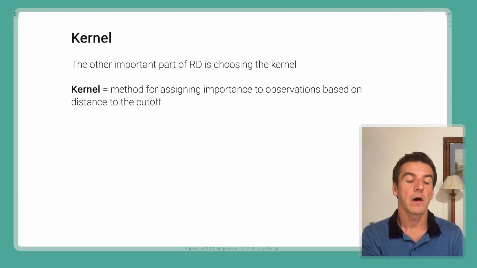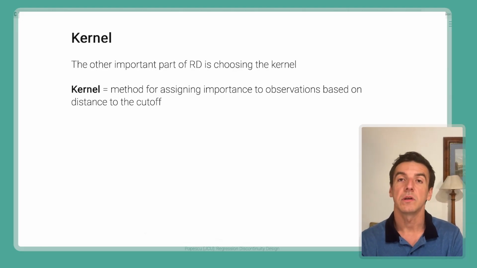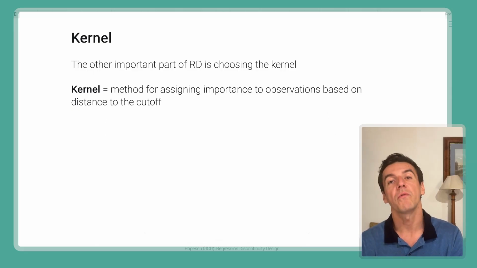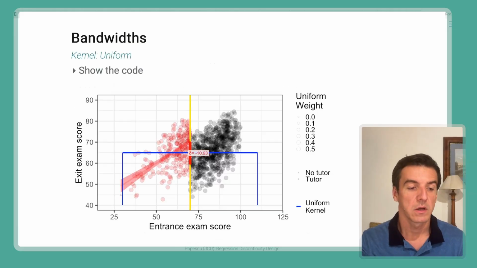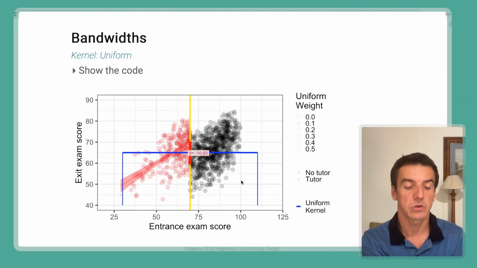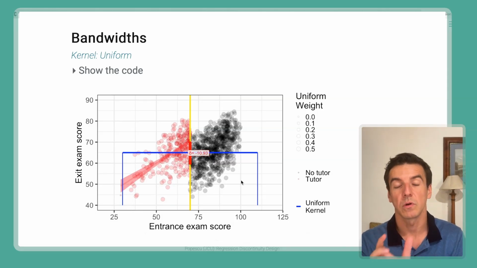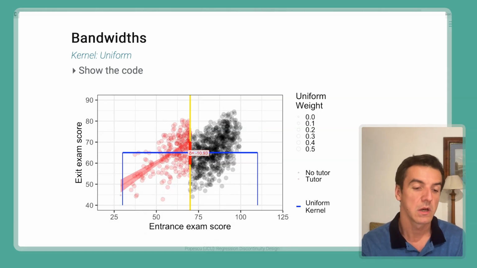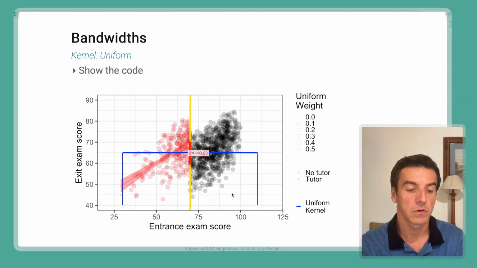Okay, the other important element that's going to affect the size of the gap is the choice of kernel. So what is a kernel? Kernel can be defined as the method for assigning importance to observations based on how far off they are from the cutoff. Here we could have a uniform kernel that would look more or less like this. This essentially is just a specific parameter when we run rdrobust. So this is, for example, what a uniform kernel would look like.